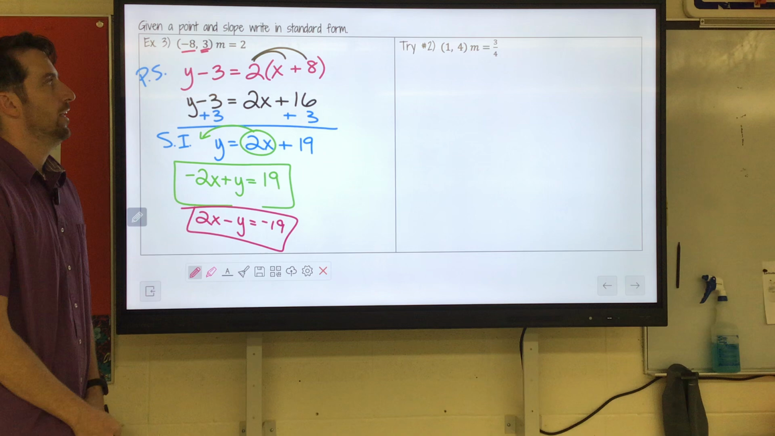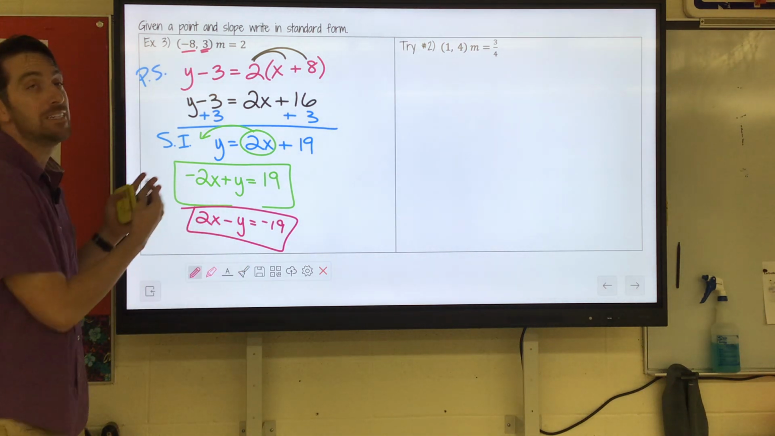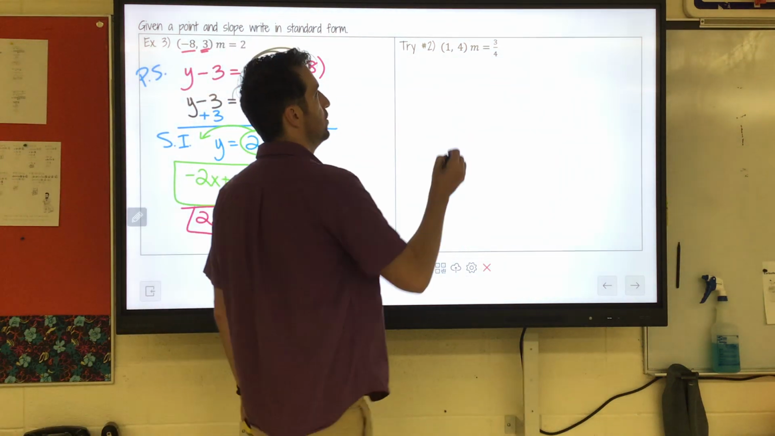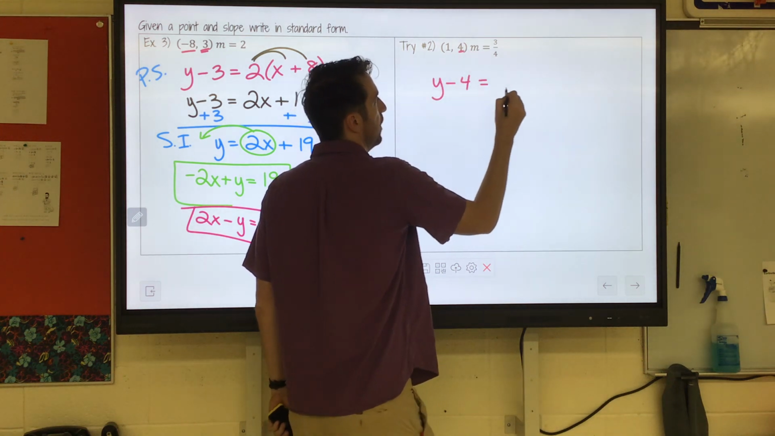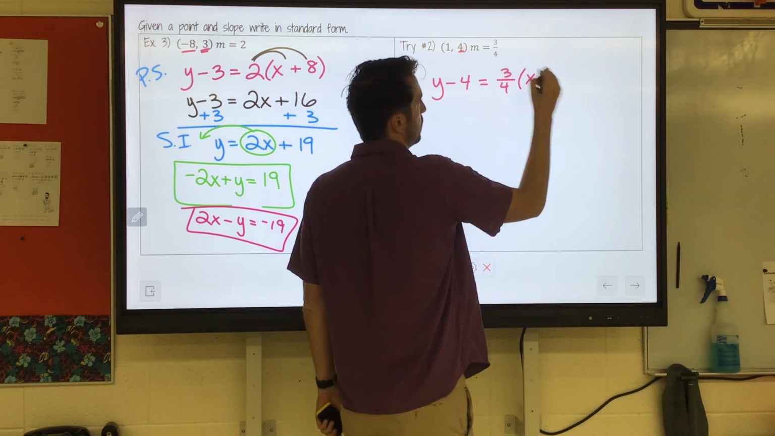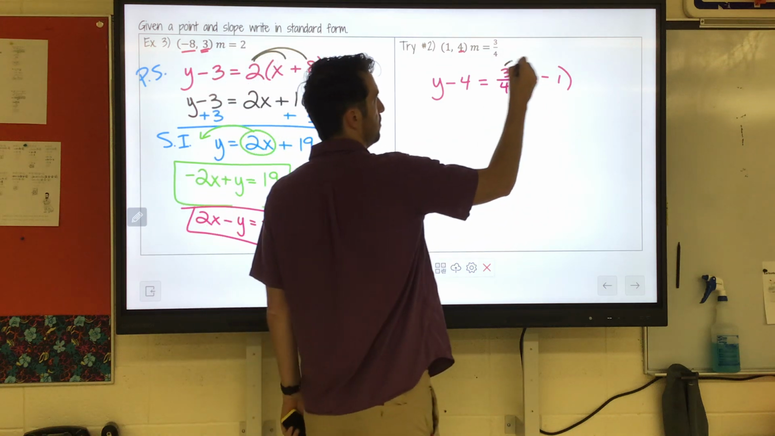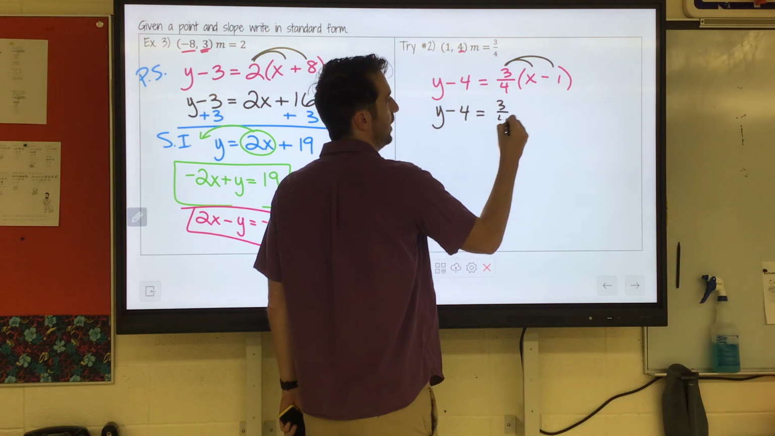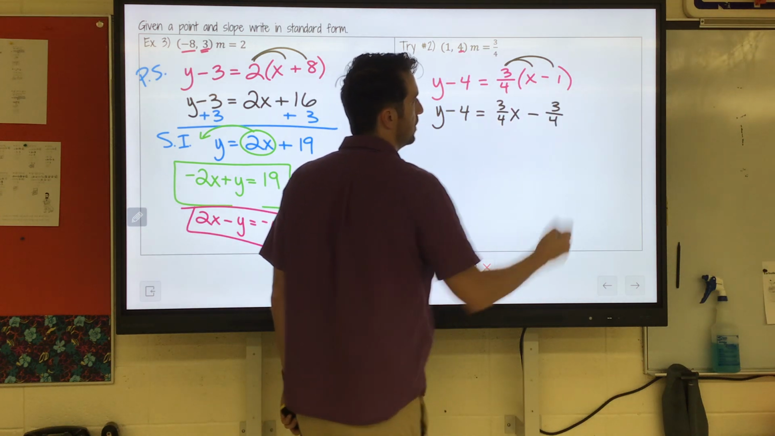All right, now this one says try. I see there's a fraction in it, so there's going to be a step that we didn't do explicitly on the last one, but we did it on an earlier one. So if we're writing it in point slope form, y minus our y coordinate, 4, equals our slope, 3/4, times x minus our x coordinate, which is 1. We can distribute that slope. y minus 4 equals 3/4 x minus 3/4 times 1 is 3/4.